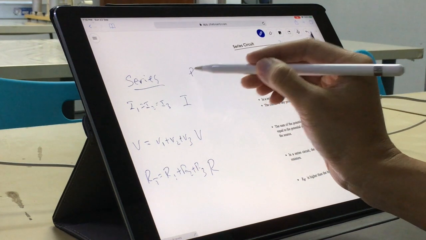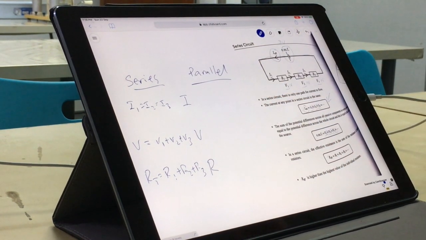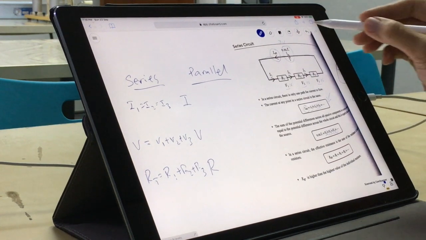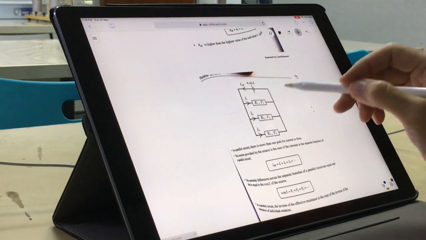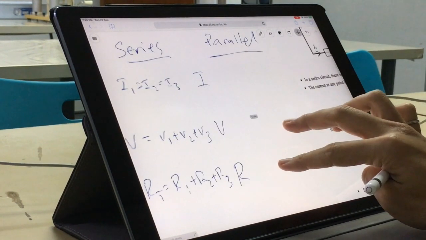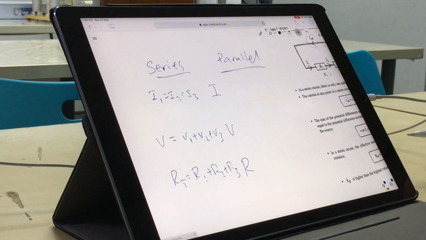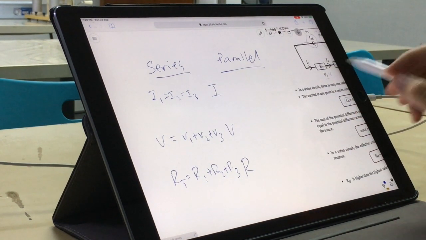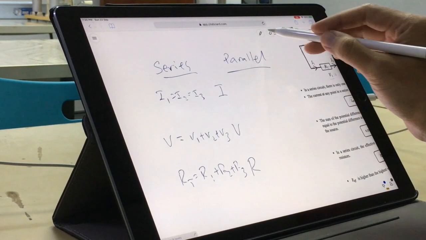Then the next thing you need to know is parallel. So what do we do for parallel? Before we look at the formulas, do you know what the formulas for parallel are, for current, voltage and resistance? Not sure. This one you must know, so if you are not sure, that's why it's difficult to do.